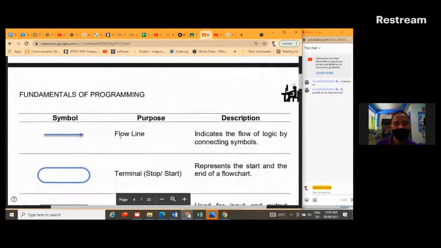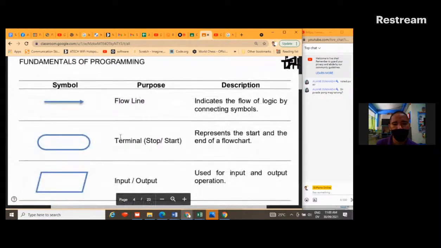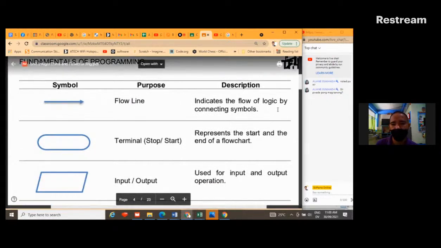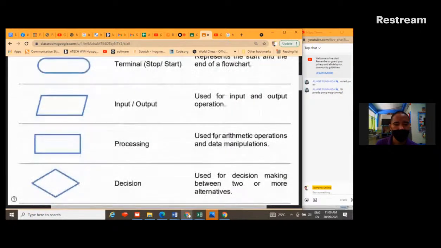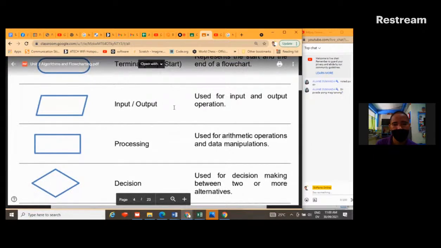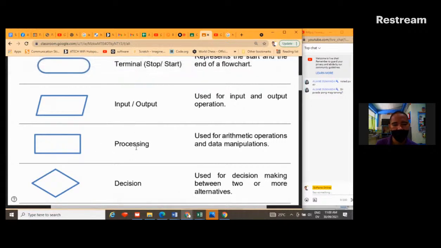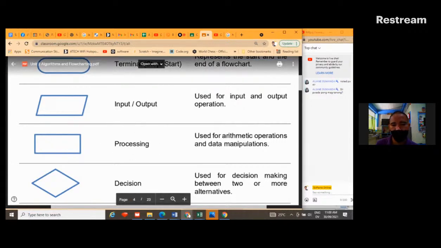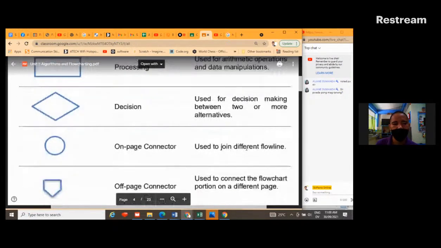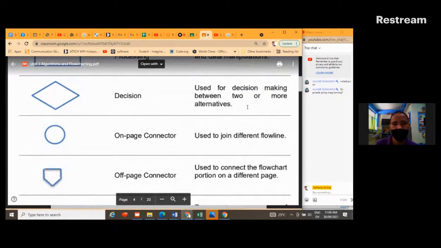And yeah, we have this one, the flow line. It indicates the flow logic by connecting symbols. This one represents the start and the end of the flowchart. And here we have input output, used for the input and output operation. And we have this one, the rectangle processing, used for arithmetic operations and data manipulations. Then we have the decision, used for decision making between two or more alternatives.